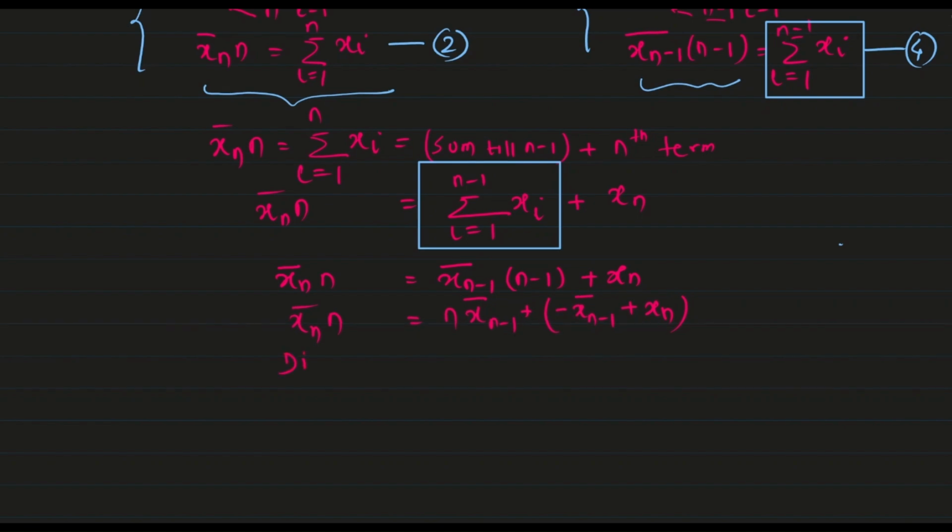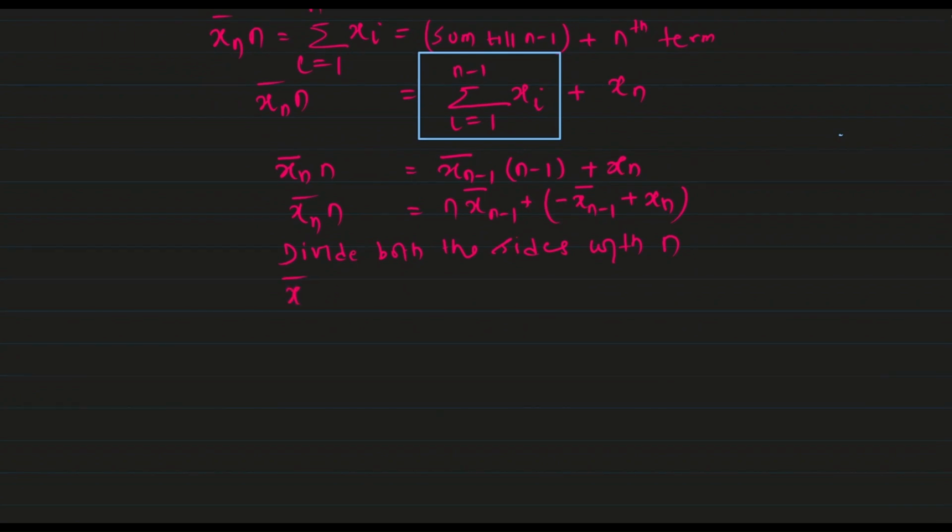Now I'm going to divide both the sides with n. So what happens if I do that? Let me just rearrange these terms. So this will become this. Something very interesting happens here. This gets cancelled out, and what remains is this.